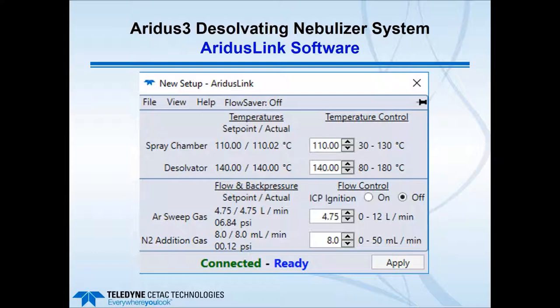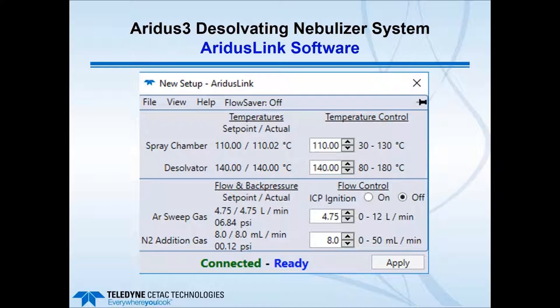On the bottom of the screen are the controls for the argon sweep gas and the nitrogen addition gas. And the sweep gas range is quite large to allow a wide range of tuning, 0 up to 12 liters per minute, and up to 50 milliliters per minute for the nitrogen. So the nitrogen flow is considerably less than the argon sweep gas. And I'll give you some tips in the slides on tuning where that nitrogen addition gas flow typically is.